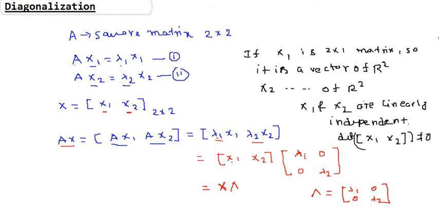So if x is an invertible matrix, we multiply by x inverse on both sides of this equation. We get x inverse A x equals x inverse x into lambda, so we get lambda, because x inverse x is the identity matrix. You can now see that the diagonal matrix is similar to the matrix A, because we found an invertible matrix X such that X inverse A X equals lambda.